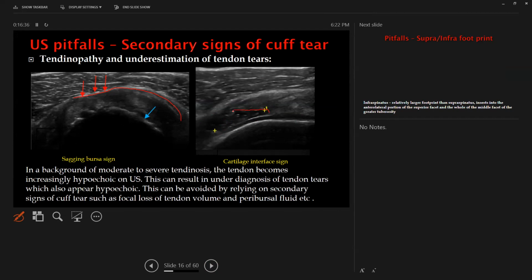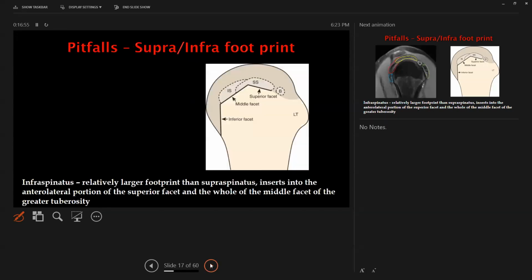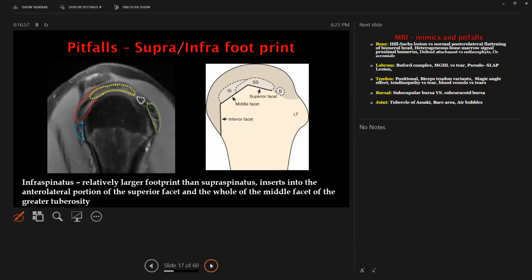This is all a tear filled with fluid, echogenic fluid. And so you can see the difference. And sometimes, putting some pressure on it, you can see that the fluid is moving. That is also another tip to determine the tear. So this is another point.